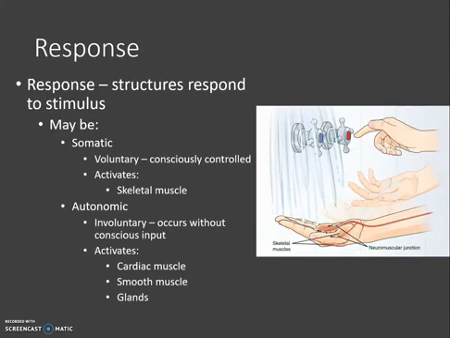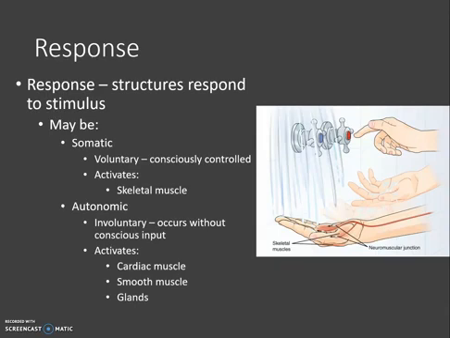So the brain can send a signal to something in order to respond. Now, the response can happen through the somatic nervous system or the autonomic nervous system. And the key differences between the two are whether the response is voluntary or involuntary. So voluntary just means that it can be consciously controlled. So think about your skeletal muscle. If you think about flexing your arm, you can make your arm flex. You can make those muscles bend and do that voluntarily.